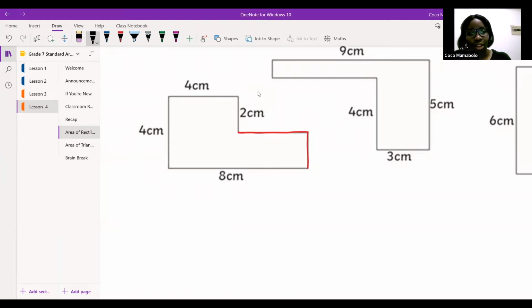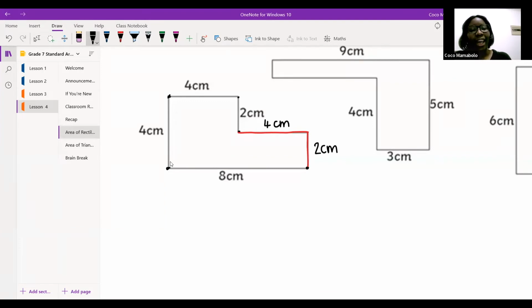And if this long side is 8 centimeters and we find that this side over here is 4 centimeters, this means over here I've got 4 centimeters. And if this long side of mine is 4 centimeters and I've got 2 centimeters here, this means that this tiny side over here is 2 centimeters.